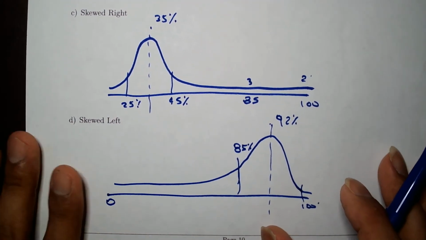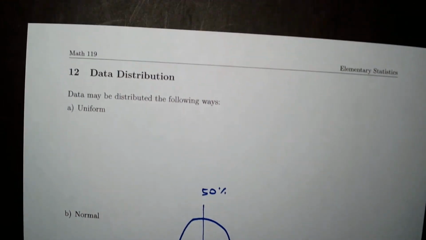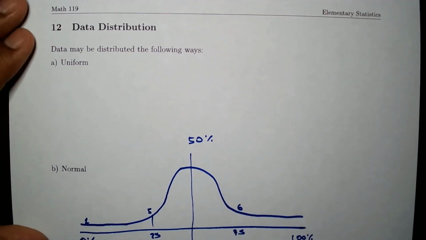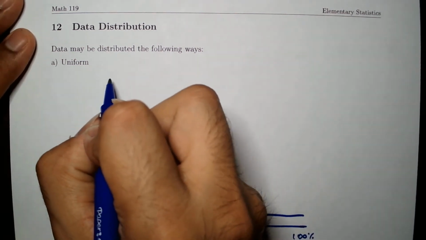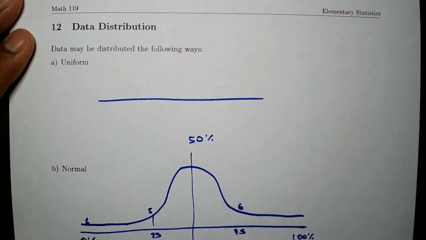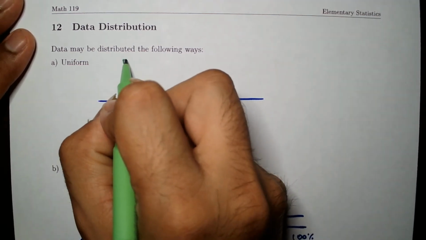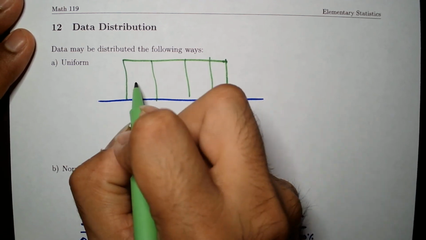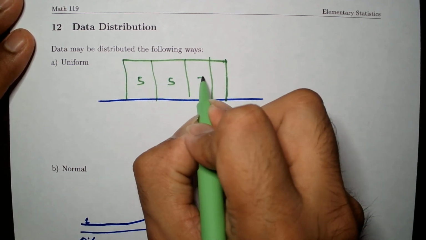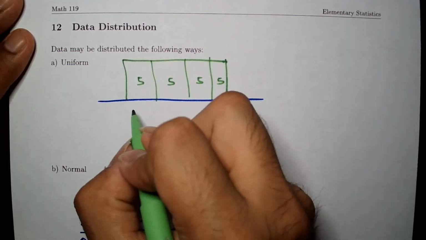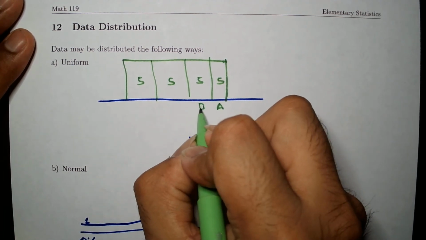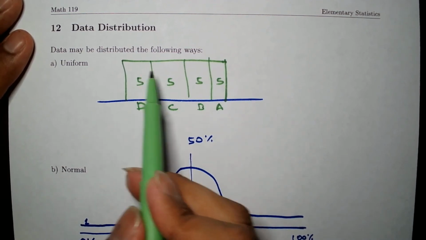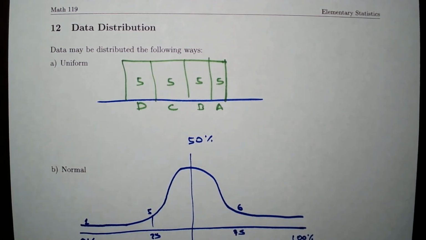Let me go up to the uniform distribution. Suppose I have 20 students in a statistics class. A uniform distribution is going to have a shape like a rectangle. Why is that? Because if I have 5 students getting an A, 5 students getting a B, 5 students getting a C, 5 students getting a D, this distribution is very, very uniform.